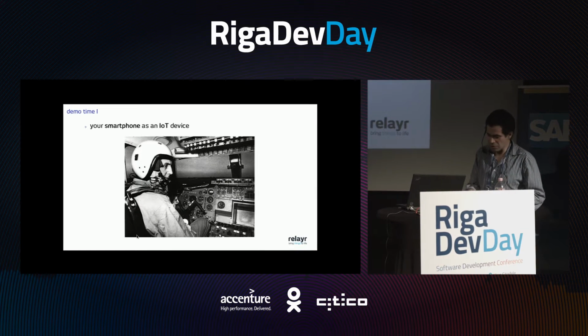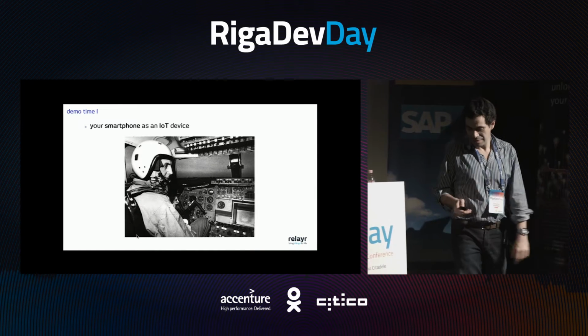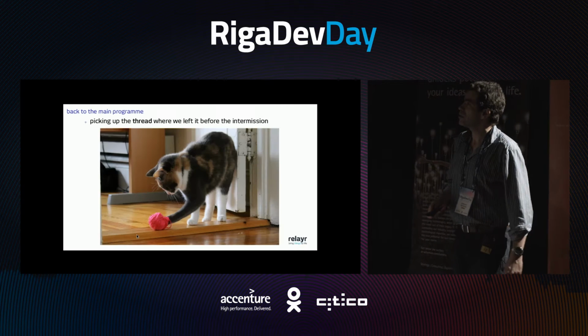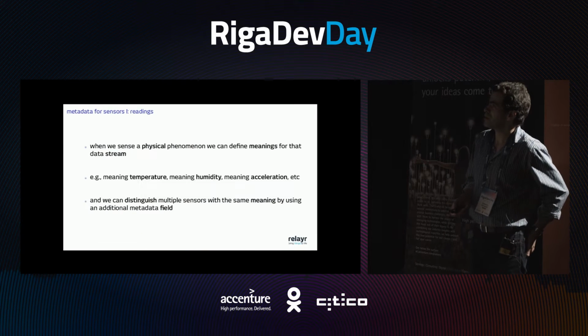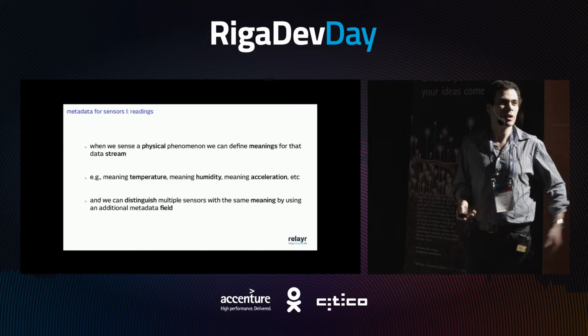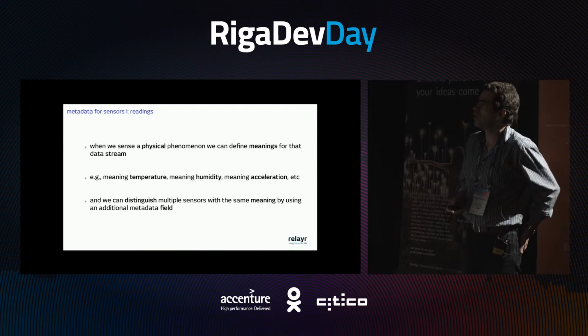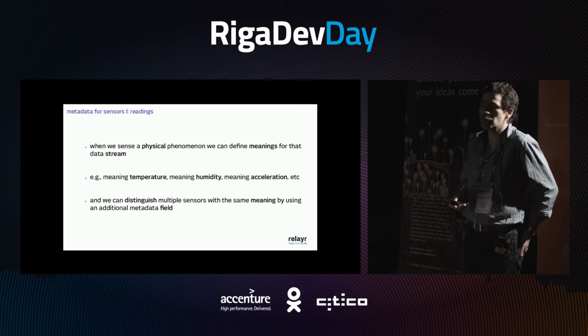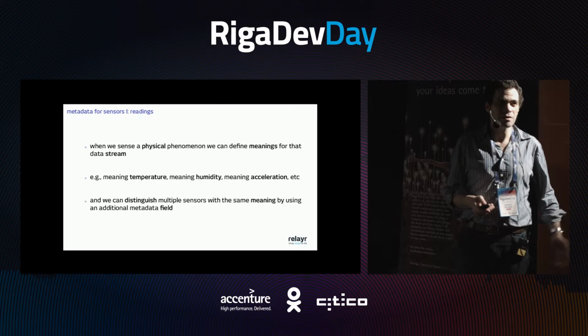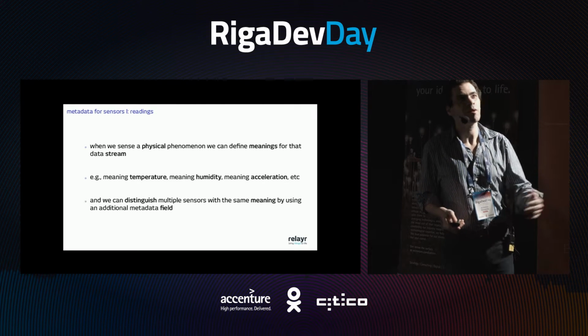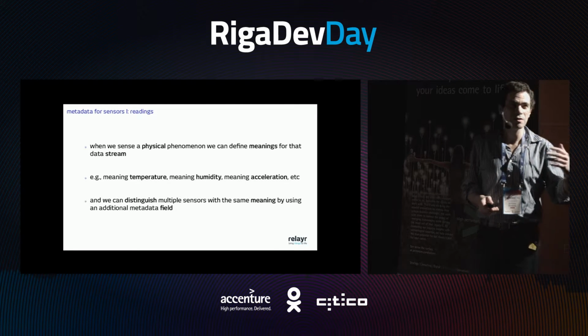So this is using your smartphone as an IoT device. Bringing up the thread where we left it: we sense a physical phenomenon, and we can define meanings for that data stream, meaning temperature, meaning humidity, meaning acceleration, etc. And we can distinguish between multiple sensors. If we have multiple temperature sensors, we can distinguish between them.